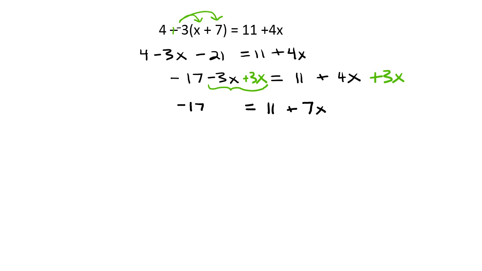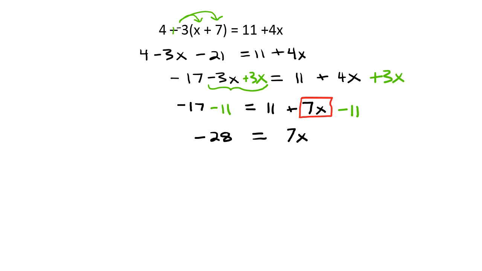Now I've got the variable term, so as we've done before, it now needs to be isolated, which means I need to get rid of the 11 by subtracting 11. And if I do it on the right, I have to do it on the left. So now negative 17 minus 11 is negative 28. And on the right side, 11 minus 11 is 0. And so all that is left is 7x.